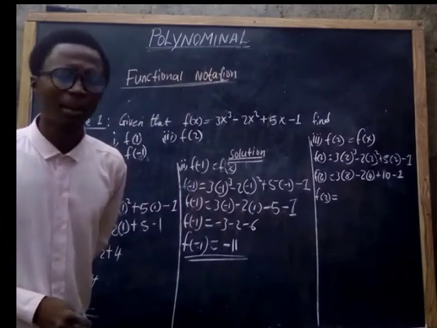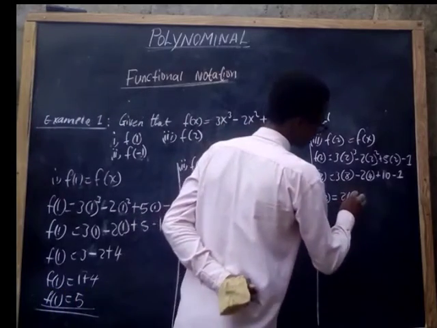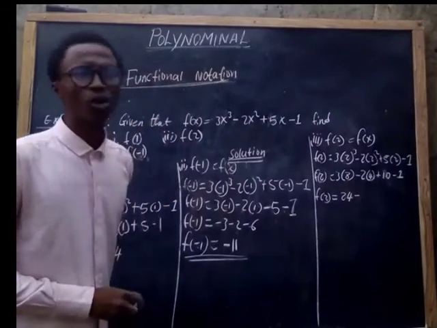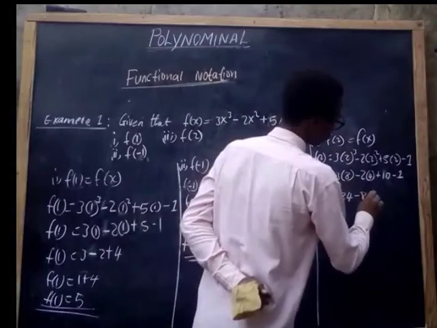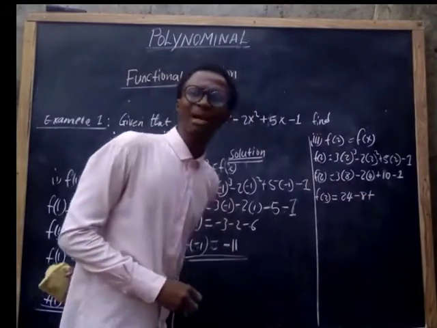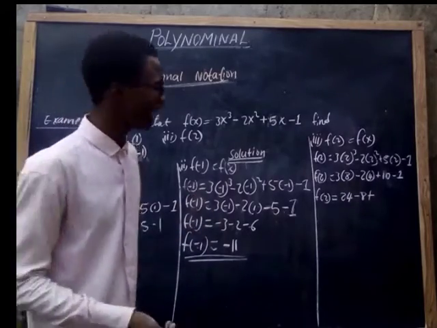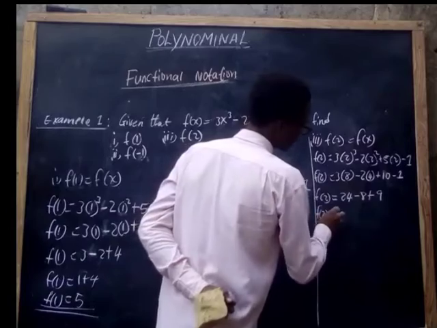8 times 3 is equals to what? 24, right? 24 minus 2 times 4 is equals to what? 8, right? Plus 10 minus 1 is equals to what? 9, right? So we say f of 2 is equals to what?